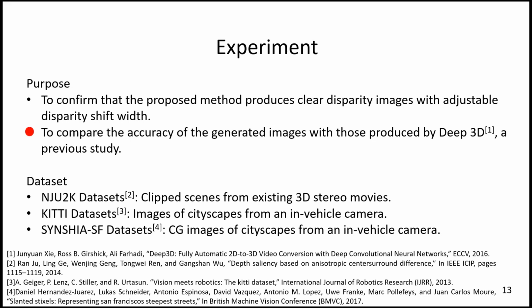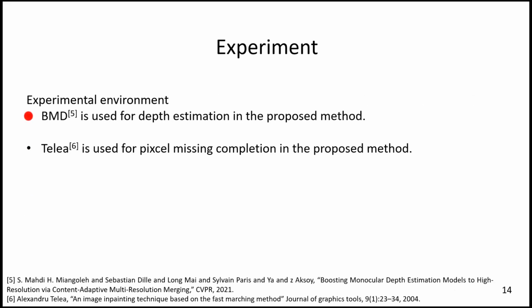There are three datasets used in this experiment. The first is the NJU 2K dataset, which are clipped scenes from existing 3D still movies. The second is the Kitti dataset, which are images of cityscapes from in-vehicle cameras. The third is the Sintel SF dataset, which is CG images of a cityscape from an in-vehicle camera.